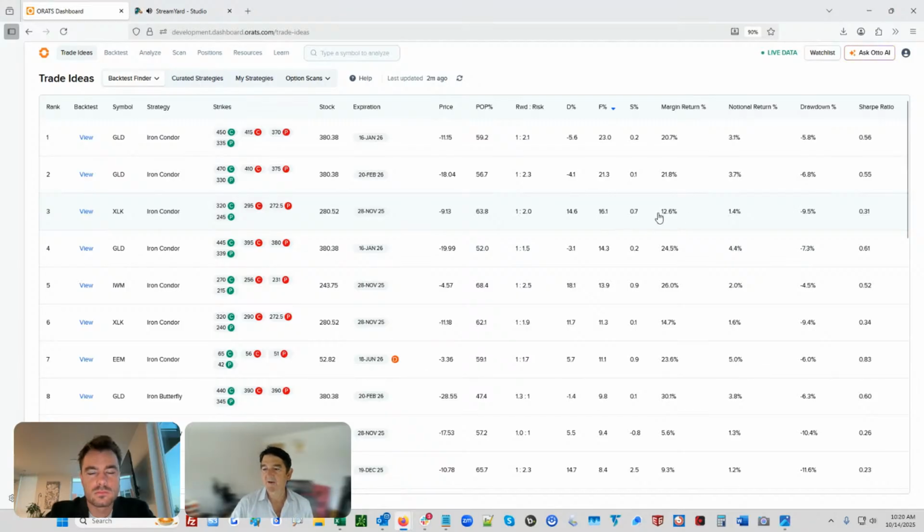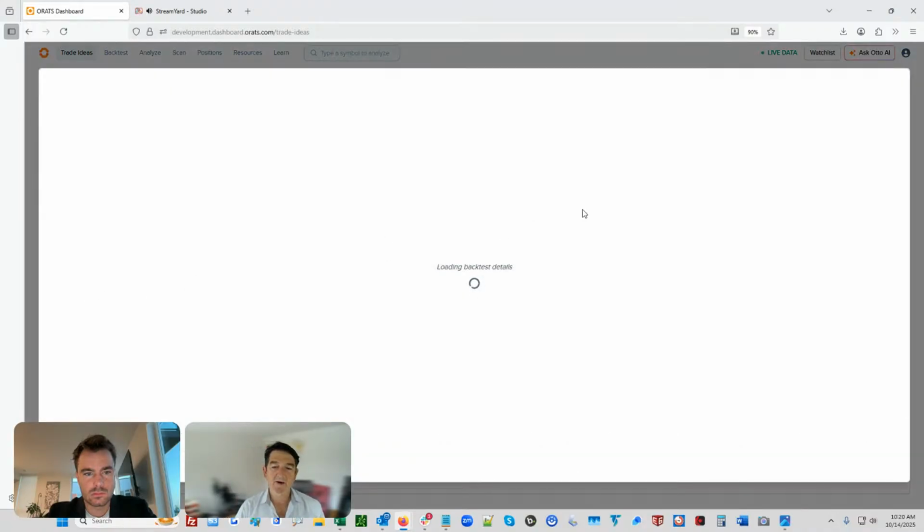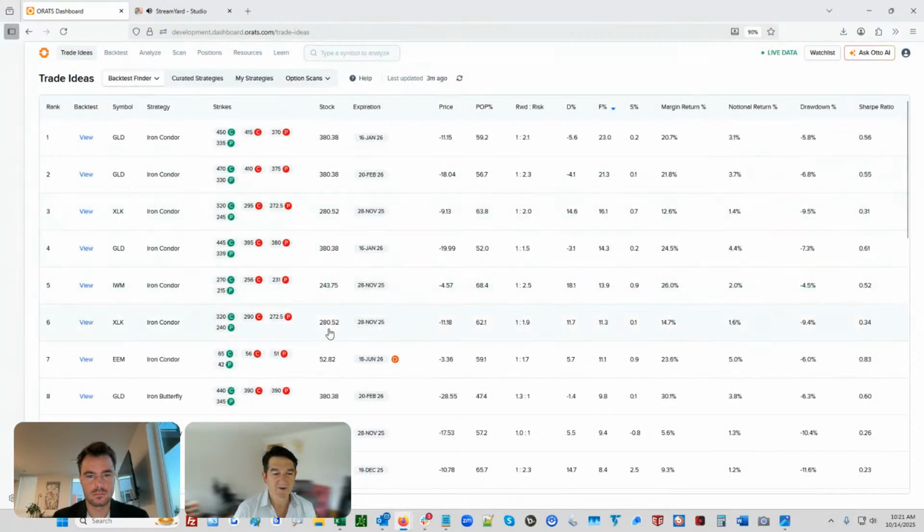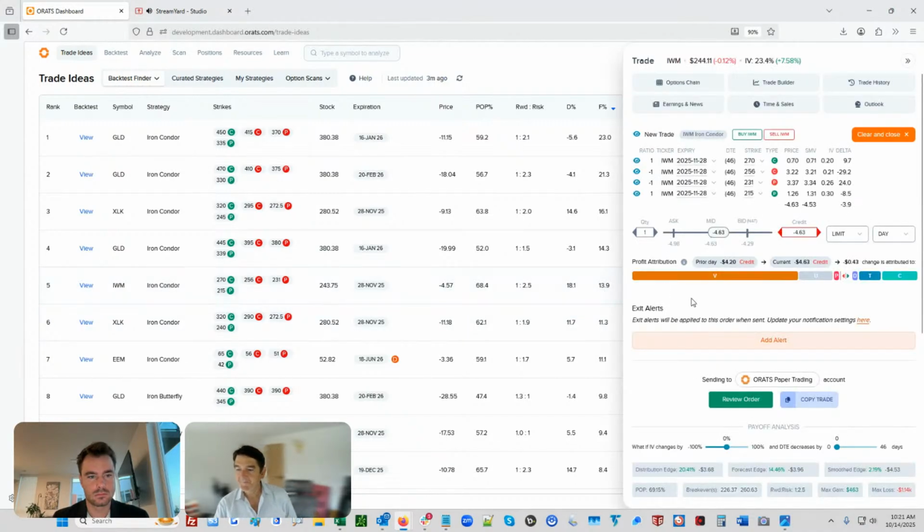What I'm not crazy about is the small margin return. So I might look on, and then maybe look down here to IWM and see a larger margin return. Not too much. So this is something that I'd be interested in. Then I would look at the graph, look at the rules. It's got a quick trigger. And so this might be one that we'd be interested in, Tyler, the IWM iron condor.